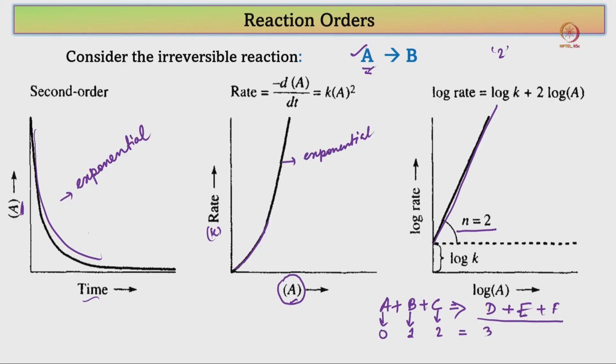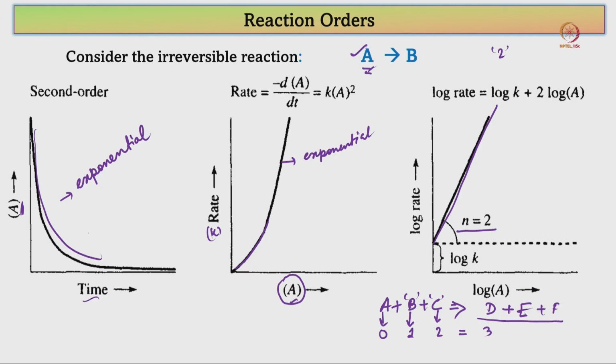If I increase the concentration of B, the reaction rate will increase linearly. There will be a linear increase in the reaction rate if I increase the concentration of B. But if I increase the concentration of C, then my reaction rate will increase exponentially. This is the physical meaning of reaction orders.